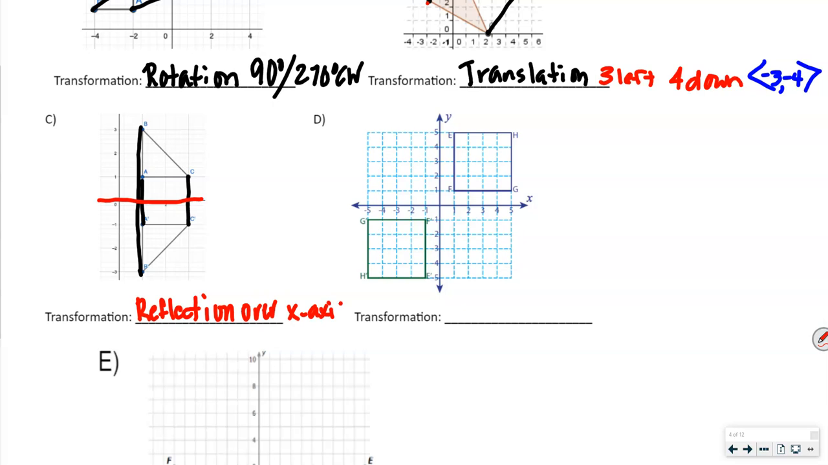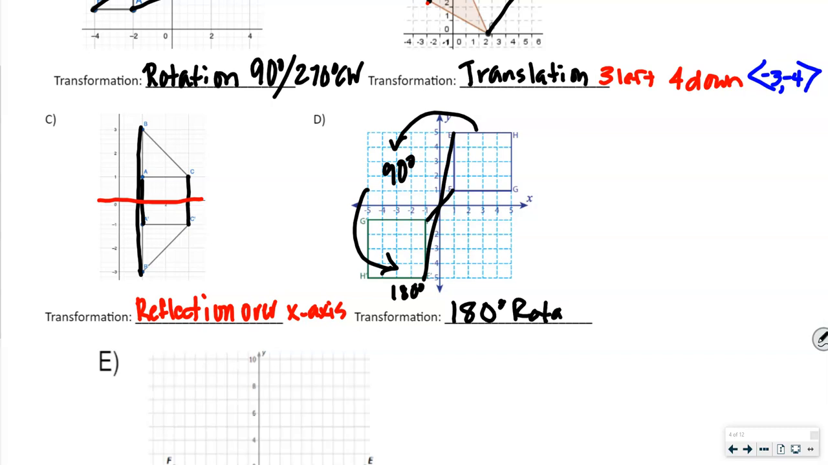Okay, so the next one, again, we're going to connect our vertices, F to F prime, and then E to E prime. Whoop, they crossed. Okay, so I know right now that it's a rotation. And how many quadrants did we move? We moved 1 there, so that's our 90 degrees, right? Moved another one down to here, so that's another 90, so that's 180 degrees, isn't it? So this is a 180 degree rotation. Remember, every quadrant is 90 degrees.